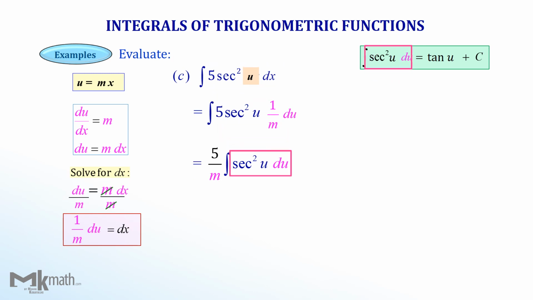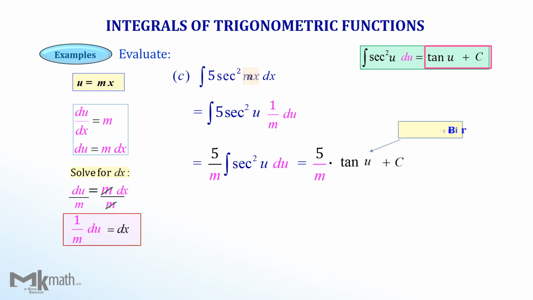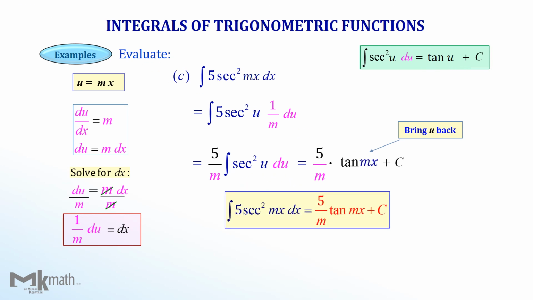Since we have the left side of the formula now, we can move to the right side of the formula. Using the formula to get 5 over m times tangent u plus constant c. Finally, bringing back the original function mx for u position to get the solution as shown.